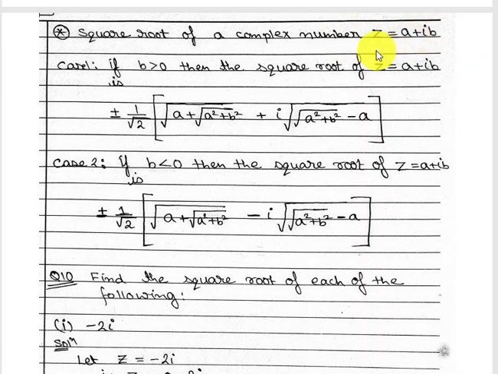Like if I ask you what is the square root of 4, then you will say it's 2. Square root of 9, then 3. In the same way, this is a number, but it's a complex number. Clear? And we are looking for the square root of it, so there must be some formula for it. We have two cases for this.